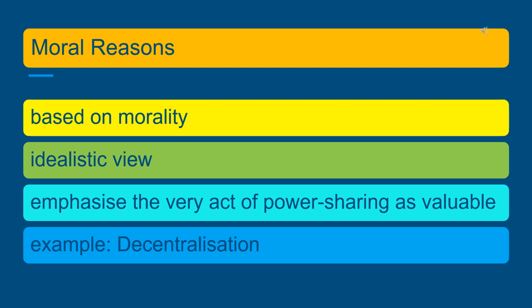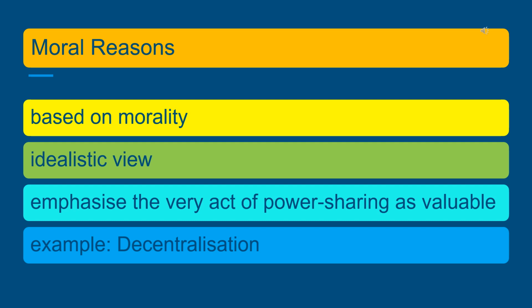Now let's talk about moral reasons. What do you mean by moral reasons? So it is based on morality, as we have discussed in the previous slides. It is a representation of idealistic view. What is ideal, what is good, what should be in the society. It emphasizes the very act of power sharing as valuable. So it says that okay, it is valuable, it is good. Why is it good? You'll not ask, right? Because it's not a prudential reason. So in moral reasons, it is good, it is idealistic, it is valuable.